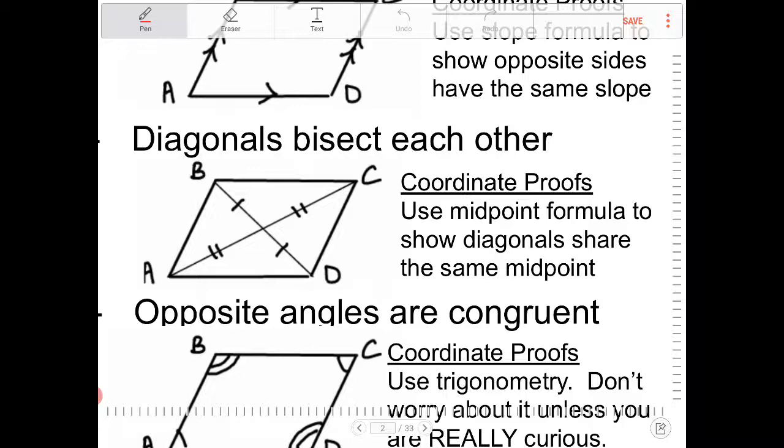If two line segments have the same exact midpoint, that means the two line segments are in fact intersecting and bisecting one another. So hence, the use of the midpoint formula is actually more appropriate to show that the diagonals are bisecting one another. So we would use the midpoint formula to show that the diagonals share the same midpoint.